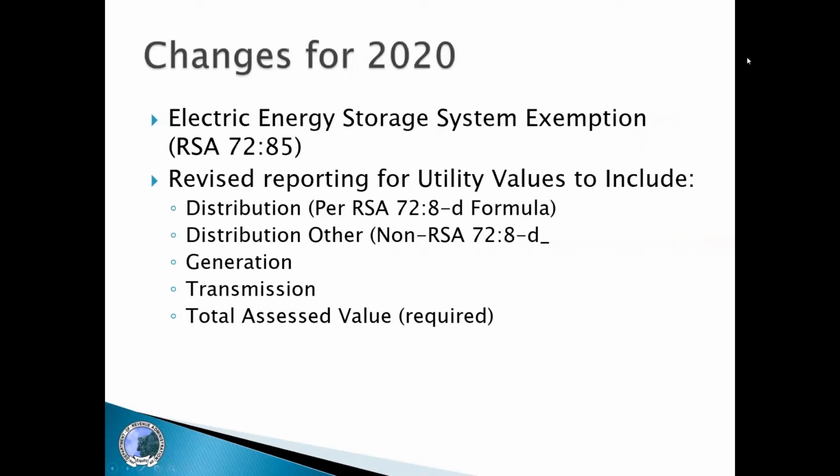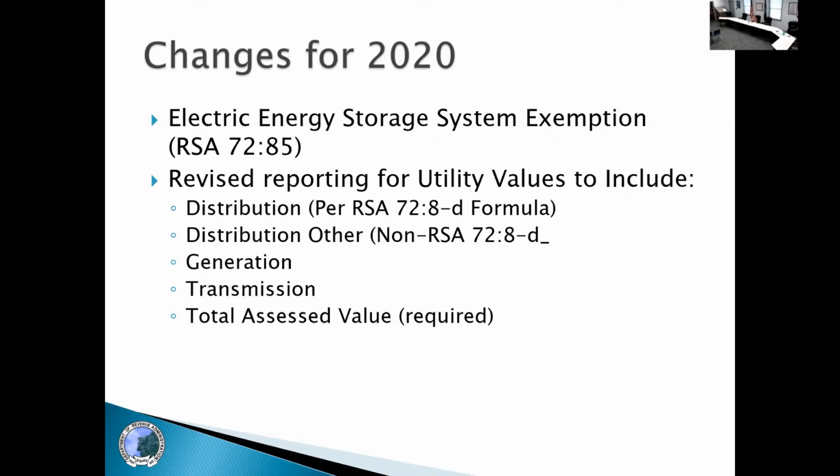So changes for 2020. The electric energy storage system exemption per RSA 72:85 was enacted, so you'll find that on the exemptions tab now. And there's also been a revision to the reporting of the utility values, and this is the biggest change. This is to accommodate RSA 72:8-d. So that is the formula that's prescriptive now on how you value distribution assets.